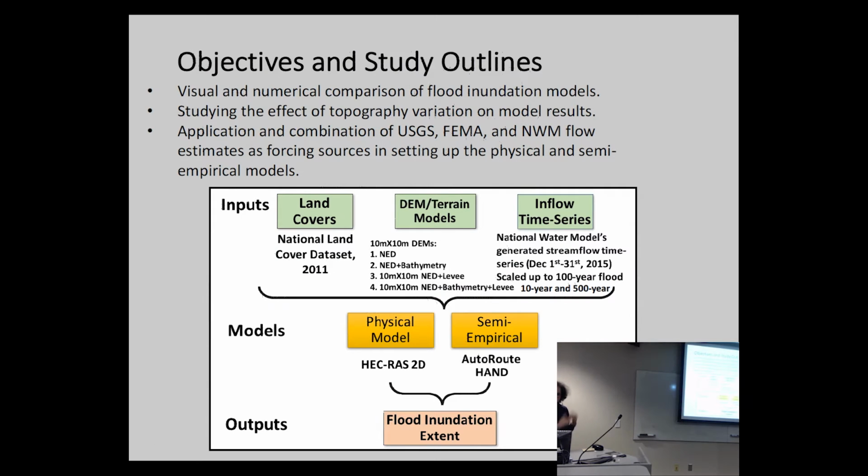So, this is another broad view of our inputs, our models, and what we are expecting to receive from those models. And our land cover is the National Land Cover Dataset, 2011 version. So we are incorporating 4 different types of DEMs for that same study domain. So we have natural NED from USGS. We have a bathymetry data set, thanks to Dr. Cohen, for the Black Warrior segment.